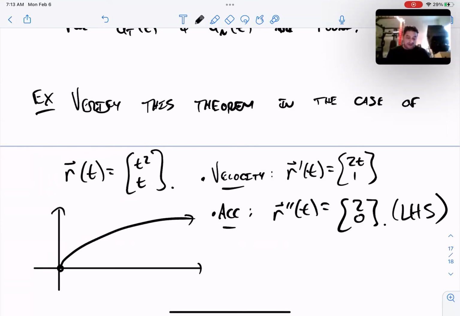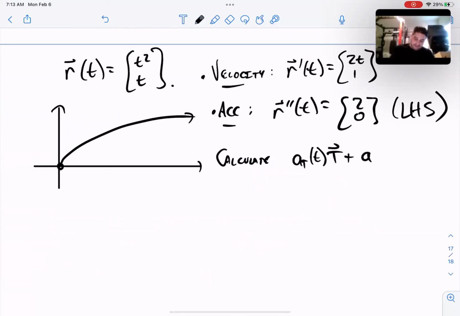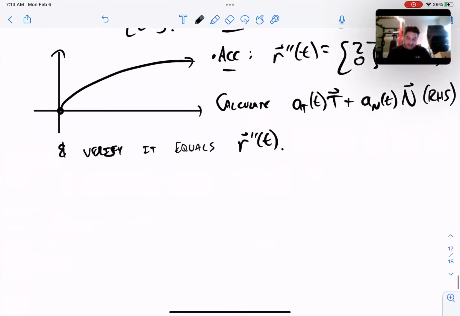So halfway there, sort of. All right, then we need the right-hand side. Let's calculate A_T plus A_N, which is the right-hand side. Let's calculate this and verify that it actually gives us acceleration. Let's verify that it does actually equal r double prime, which is just 2, 0 for this curve. Okay, so let's do that.